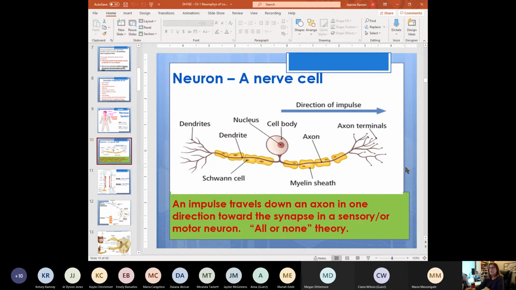So we'll review a neuron. A neuron is just a name for a nerve cell, and the impulse travels down an axon. So what this is, is an axon.